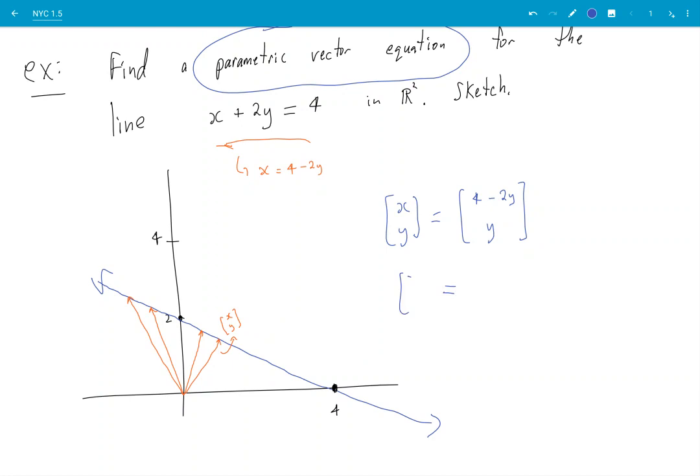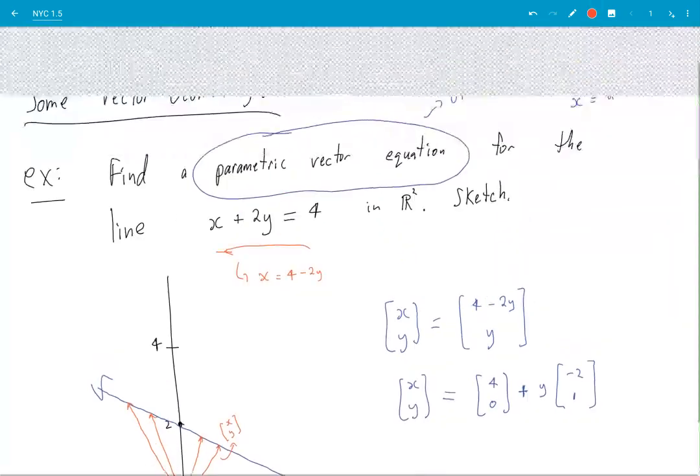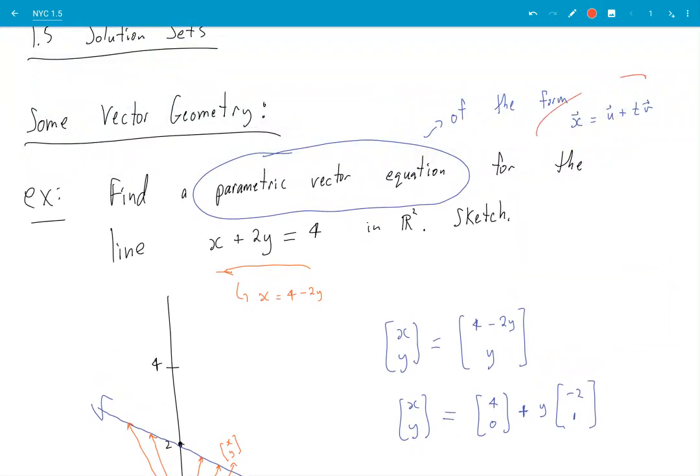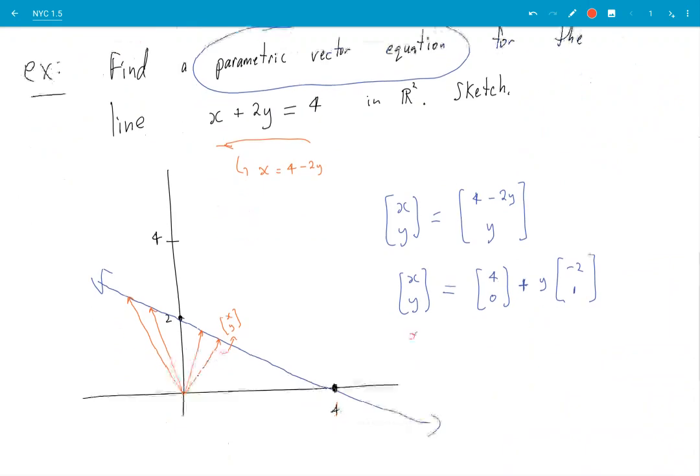And if we pull this apart, we get 4, 0 minus y times negative 2, 1. Okay, and this is the equation I'm looking for. This is the x is equal to u plus tv up here. So here's my x. This is equal to u plus, well, here's v. And what we're going to do is let y equal t. We call this a parameter. t is called a parameter.